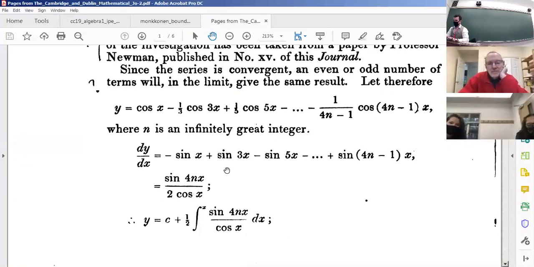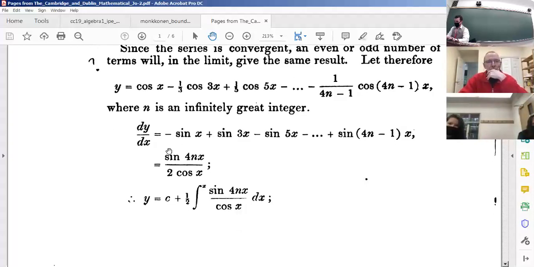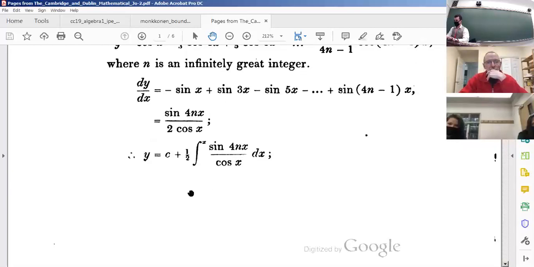So where were we? We had looked at this cosine series or partial sum, right? So this y is what I've been calling yn because it really stops at n. You can really differentiate it and then do this inductive process to say that the derivative of yn is sine 4nx over 2 cosine x. Use the fundamental theorem of calculus to say that therefore y is equal to some constant cn plus 1/2 integral from 0 to x of sine 4nt over cosine t dt.